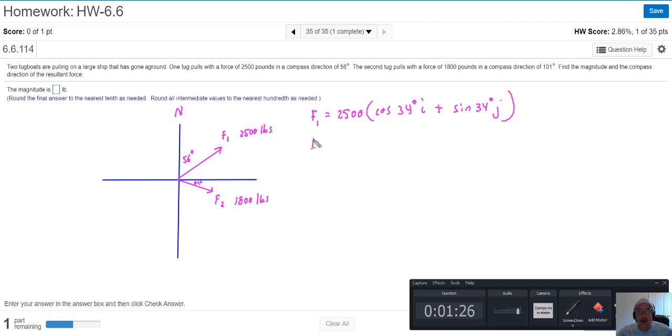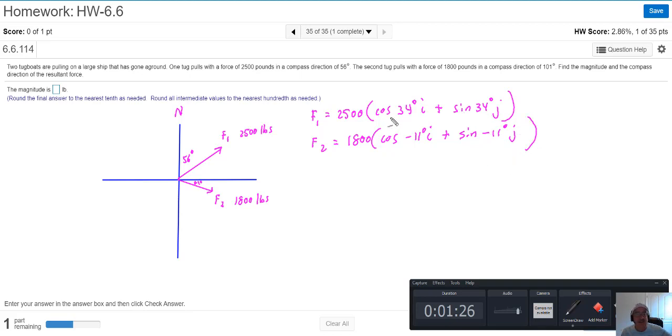F2 is going to be 1,800 times the cosine of negative 11 degrees i. I'm doing this just to show you that in physics, you don't always have to have the positive angle and come around. Sine of minus 11 degrees j.